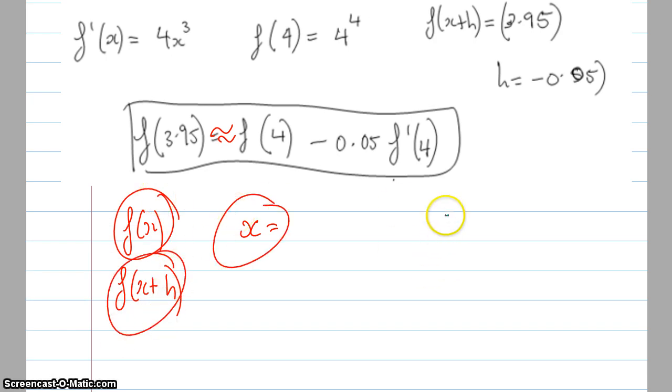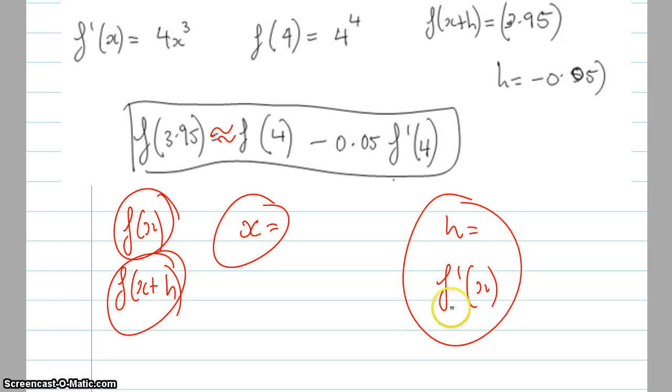The things that you won't have is h, and you probably won't have f dash of x either, and so you'll need to find those two things to be able to put them into the formula. What I find really helpful is to write down all of these things here, and then I can tackle the question after that.